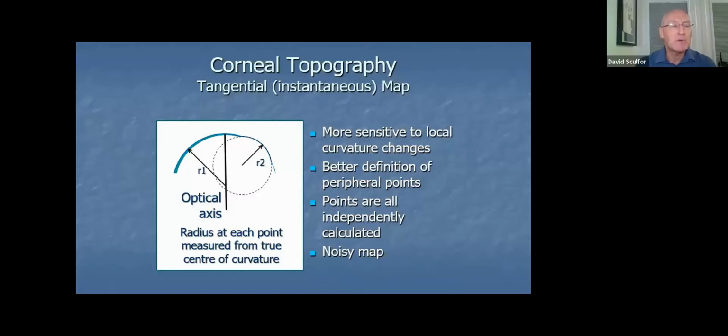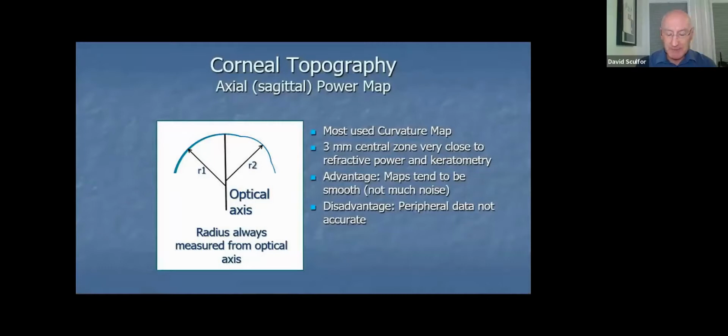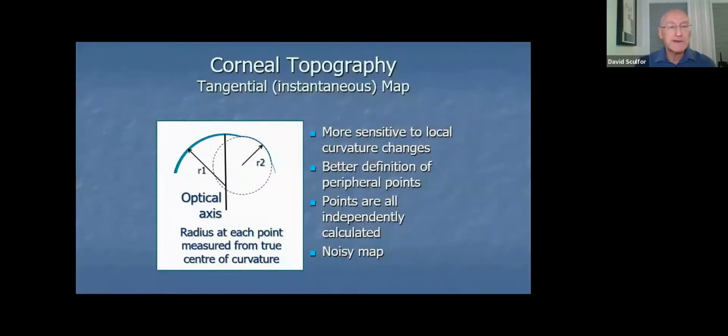So we now see that R1 has remained unchanged with a genuine centre on the optical axis, but R2 now has its true radius of curvature, which is much smaller than we saw on the previous map. So it is, if you like, much more accurate, but it also makes it much more noisy and sometimes a bit more difficult to see what's going on.